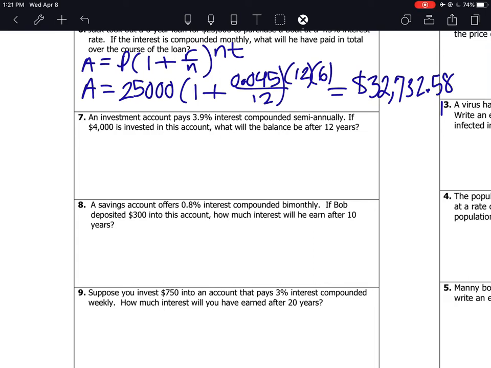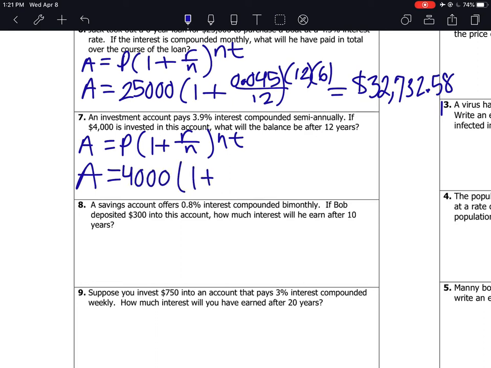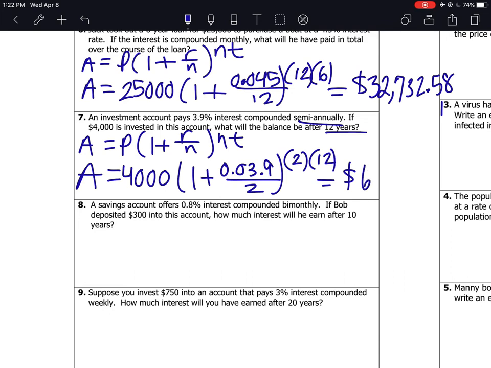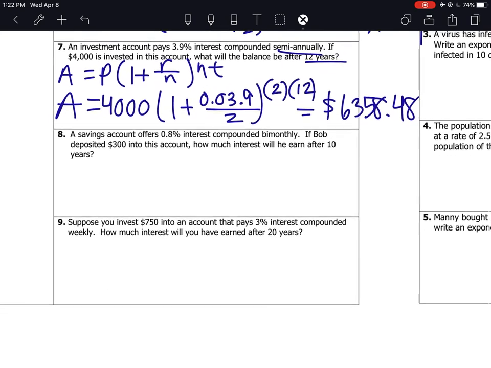All right, now number 7. So for number 7, we have an investment account that pays 3.9 interest compounded semi-annually. If 4,000 is invested in this account, what would the balance be after 12 years? So again, we're solving for mysterious A. And the reason I know that is because they want to know the final amount after a few years. But they already told me that they started out with 4,000. So 4,000 is your P. Your R is 3.9 as a decimal. And then compounded semi-annually. Semi, like semicircle, that means 2, because 2 semicircles make a circle. So your N is 2, which means this is also 2. And it says 12 years. So that's how you set it up. And your final answer would be 6,358.48.